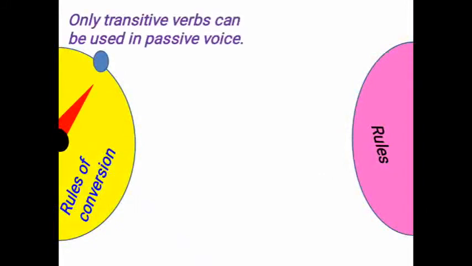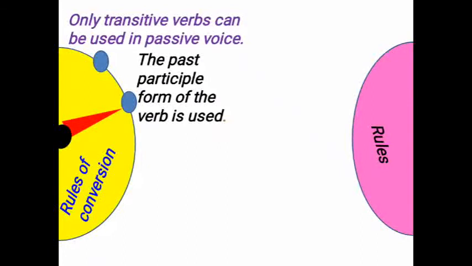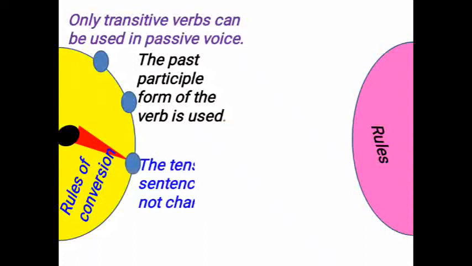Now the rules. The first rule, only transitive verbs can be used in passive voice. The second rule, the past participle form of the verb is used. That means only the V3 form. And we can say that when you are not able to convert a given sentence into the passive voice, that means the sentence does not have a transitive verb. It has an intransitive verb. And always, whatever may be the tense, we only use the V3 form of the verb in the passive voice. The third rule, the tense of the sentence does not change, children.